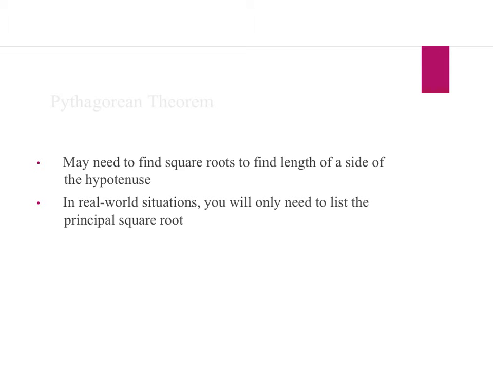Now, if I need to find just the length of the leg or the hypotenuse, I may have to use a square root. And when we're talking about a real world situation, which we will do some of in our examples, you only need to look at the principal or the positive square root because it doesn't make sense to have a negative length. So let's go ahead and take a look at a few examples.